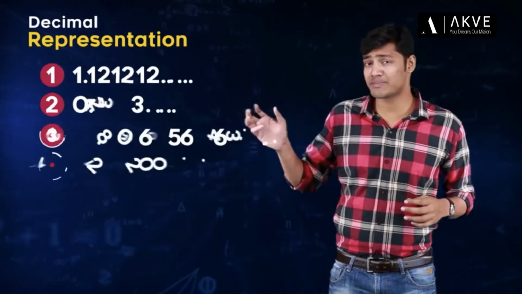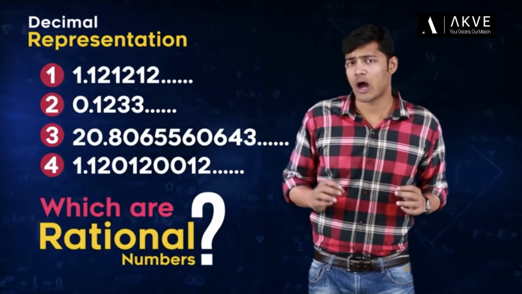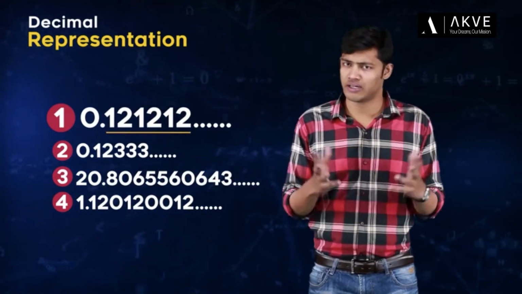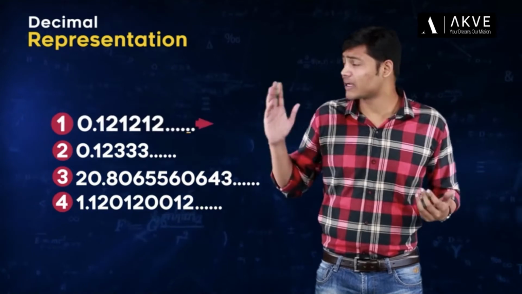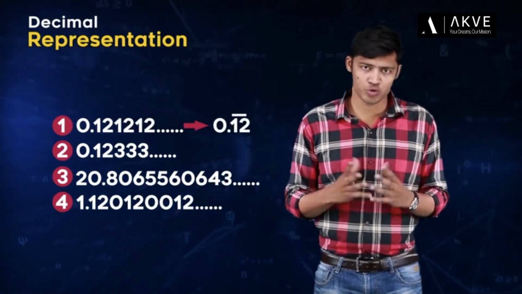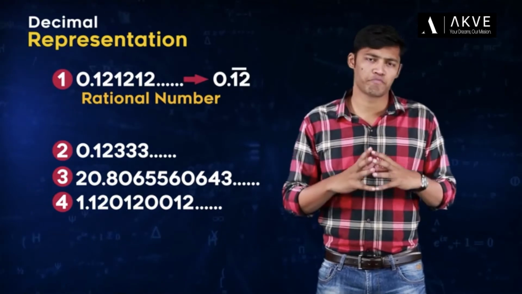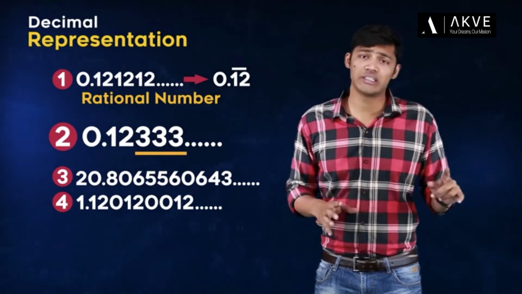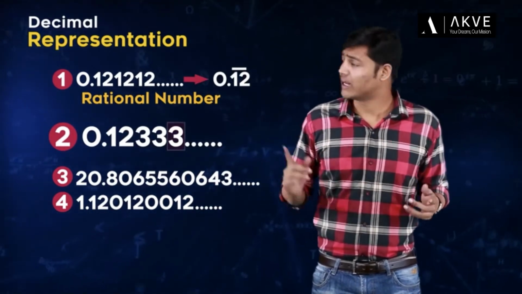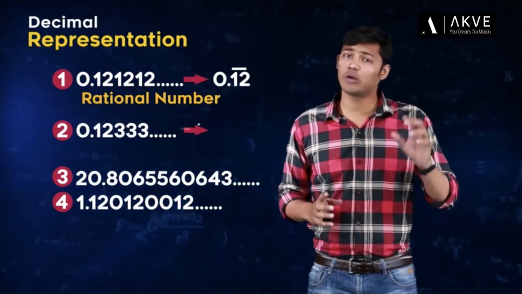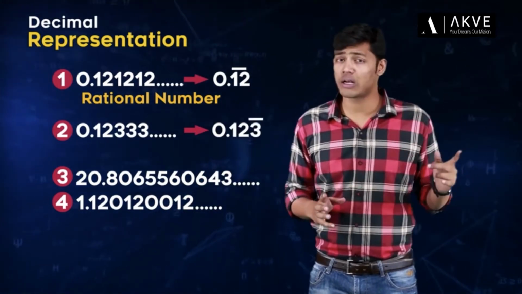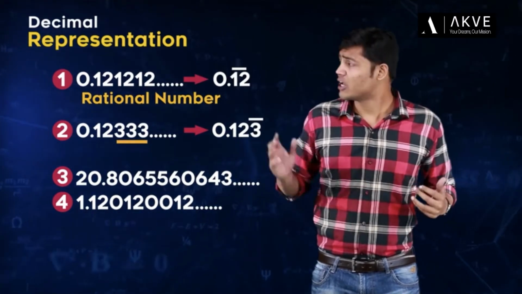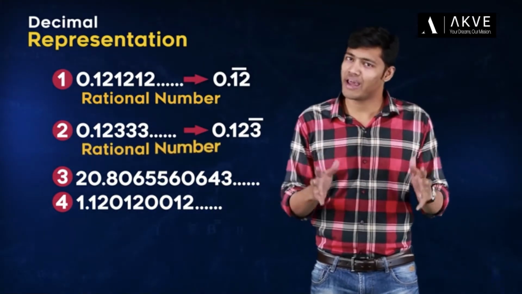Now let's check our learning. Out of all these four decimal representations, which of them are rational numbers? In the first number, the digits 1, 2 are repeating. That is, they are recurring. So we can represent that number as 0.12 bar. So the first number is a rational number. Now in 0.123333 and so on, the only digit that is repeating is 3. So that number can be written as 0.123 bar. And the bar is only on 3 since it's the only number which is repeating.